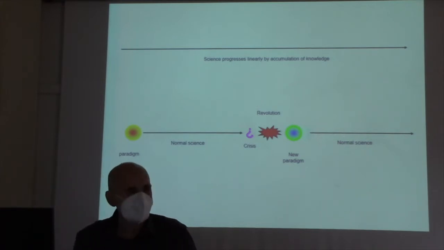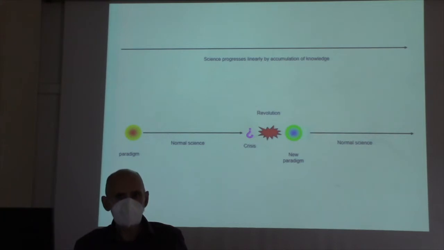Now, what is normal science? Normal science is science that is guided by the current paradigm, meaning that not only scientists interpret their observations, their data, the results of their experiments, according to the paradigm, which I'll repeat because it's critical, it's an interpretive frame. So it is necessary to the scientists to interpret their data.